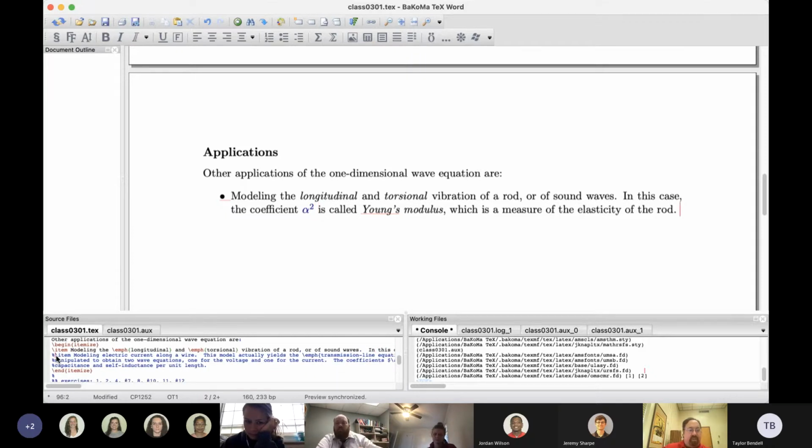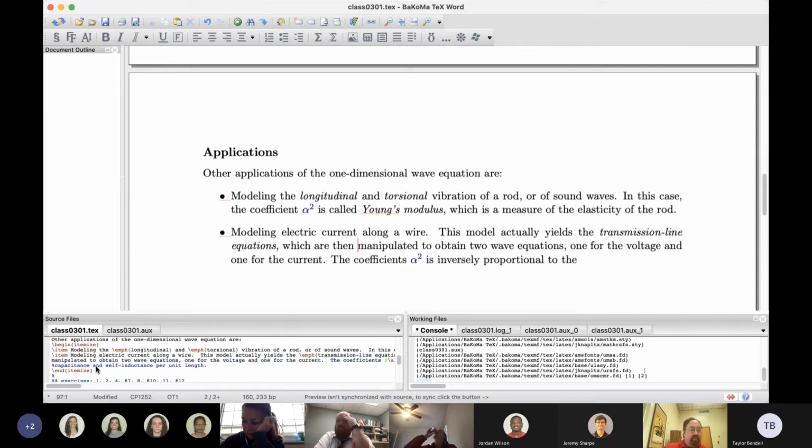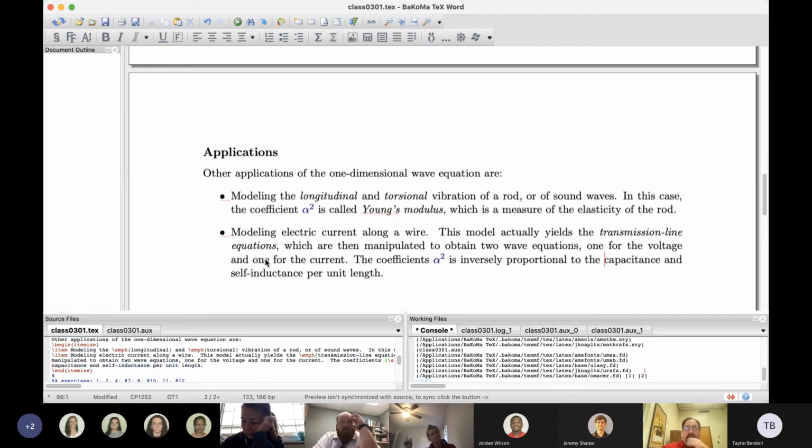Also, electric current along a wire can be modeled using this kind of PDE, and this leads to what's called the transmission line equations. So you have two wave equations, one for voltage, one for current. Wave equations also show up in Maxwell's equations from electrodynamics. So you basically have a three-dimensional vector field that you're solving for, and it satisfies a system of wave equations, one for each component in the x, y, z.